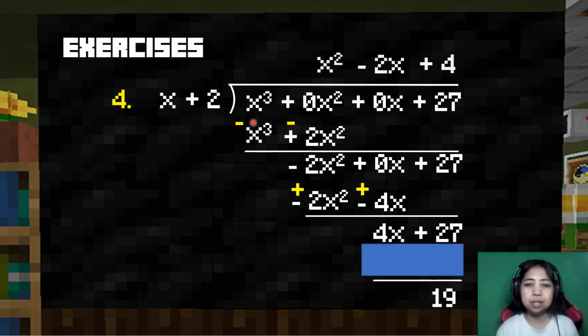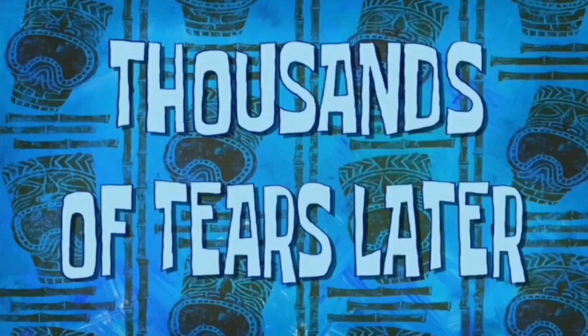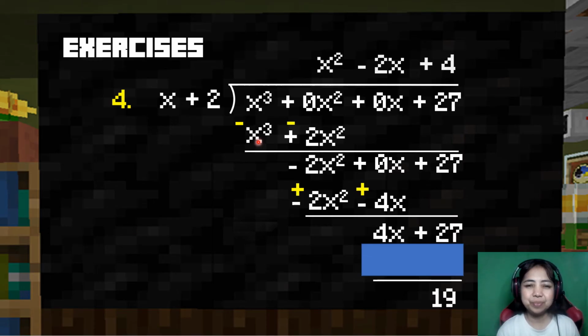Exercise. That's x cubed plus 0x squared plus 0x plus 27 divided by x plus 2. So, since missing yung terms natin for x squared and x, dapat lagyan pa rin natin, pero dapat meron siyang 0. So, solving for this, we have x cubed divided by x.